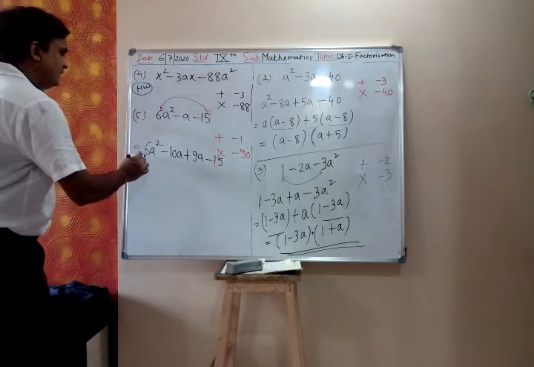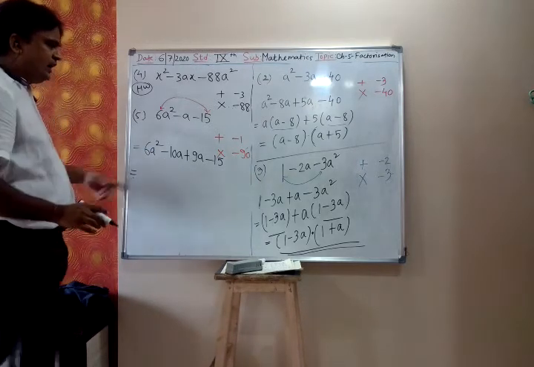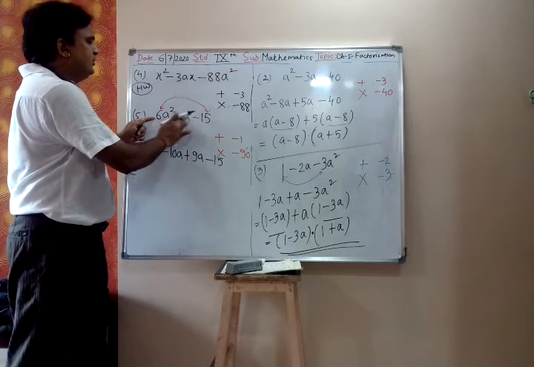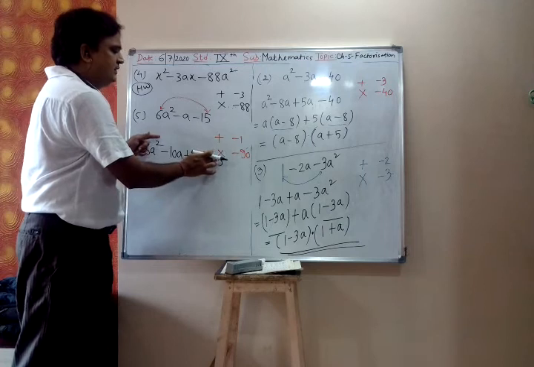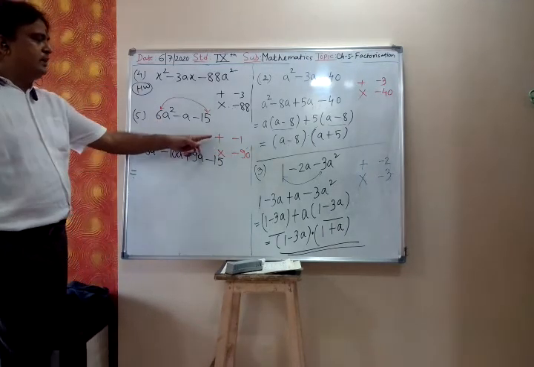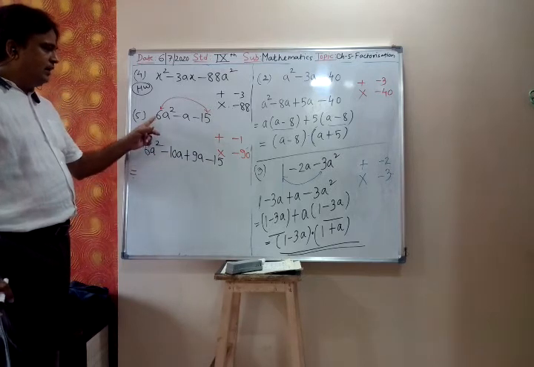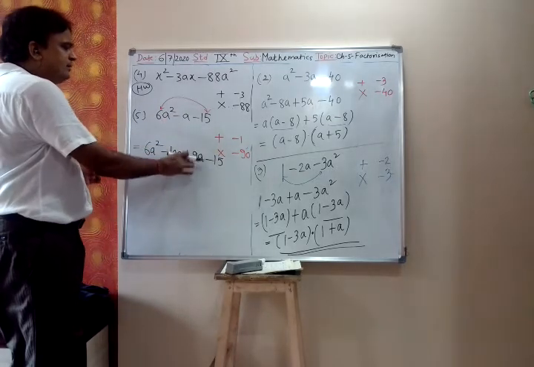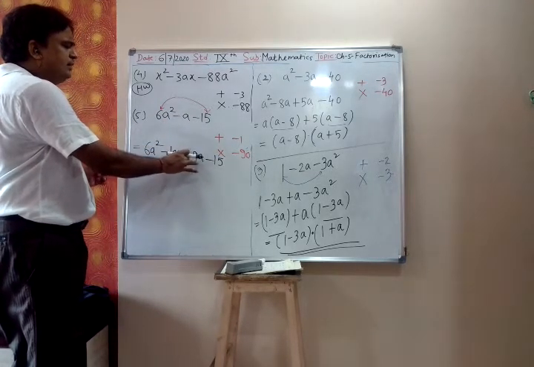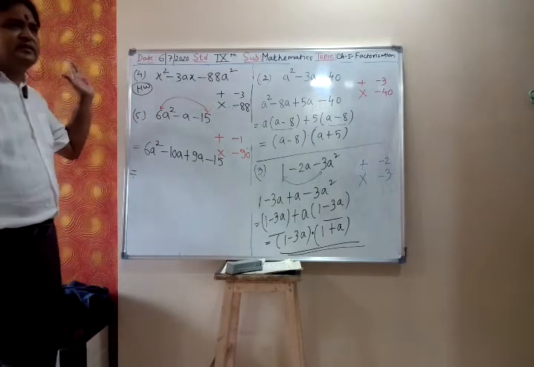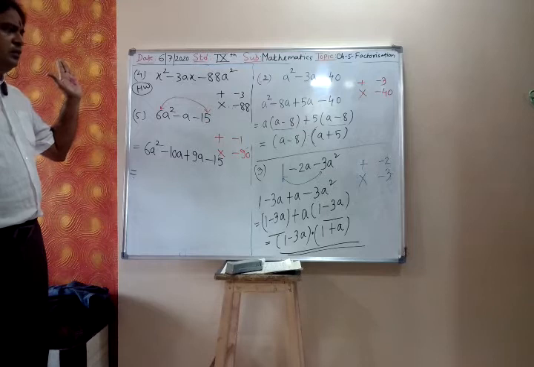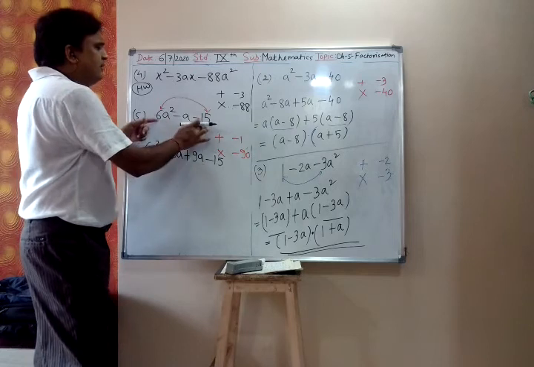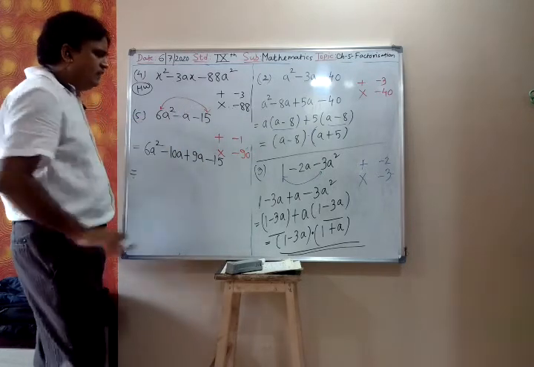So now what is common in 6a? 6 into minus 15, minus 90. The minus sign also you have to take. So find two numbers whose product is minus 90. Only the middle term I am splitting. First and third I am keeping as it is. Minus 15 only I will write. First and third I am not splitting. I am splitting the middle term.